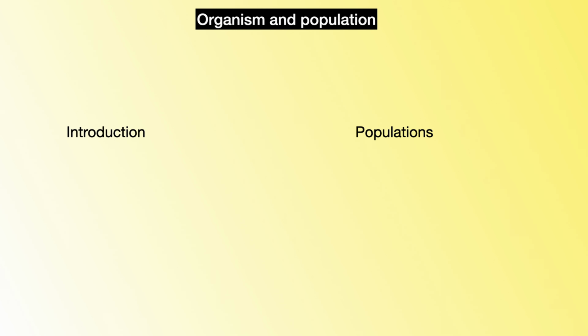There is not just one right way to reproduce. Depending on the environment, different species have evolved different life history strategies. We can look at these in two main ways. One is frequency, that is, how often do they breed?